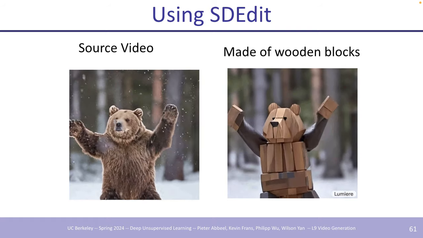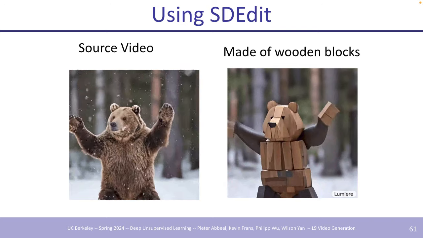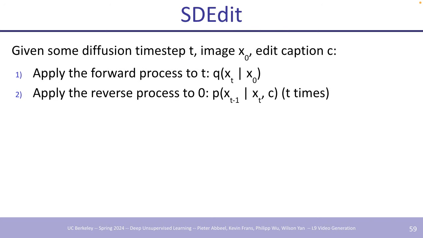They're using that in the diffusion process. No, the novelty is this editing process. It's very simple. You just apply noise, and then you sample back out with a new prompt. So the new prompt will usually reflect something different than what was in the original image.